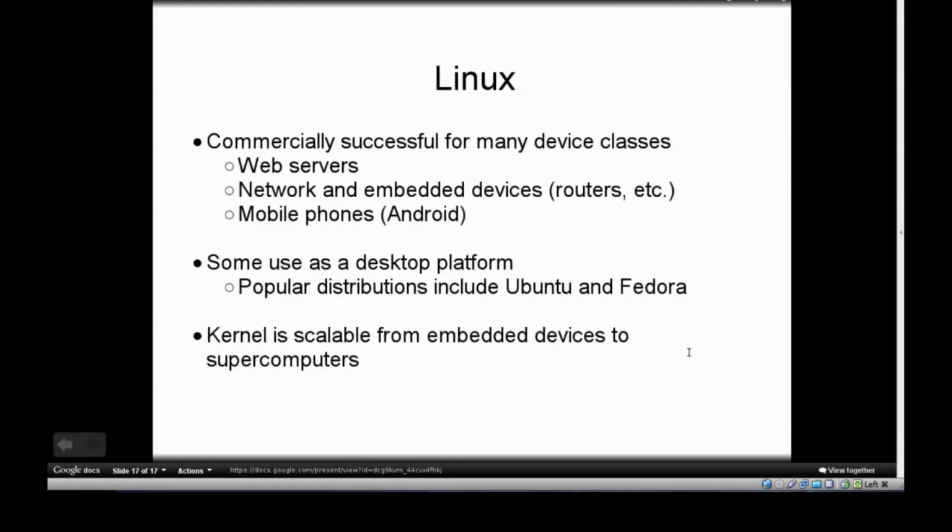It has been commercially successful for many device classes, including web servers, network and embedded devices, and mobile phones. Some people, including myself, use Linux as a desktop platform, and it does have the benefit of having the one kernel that's scalable from embedded devices all the way up to supercomputers.